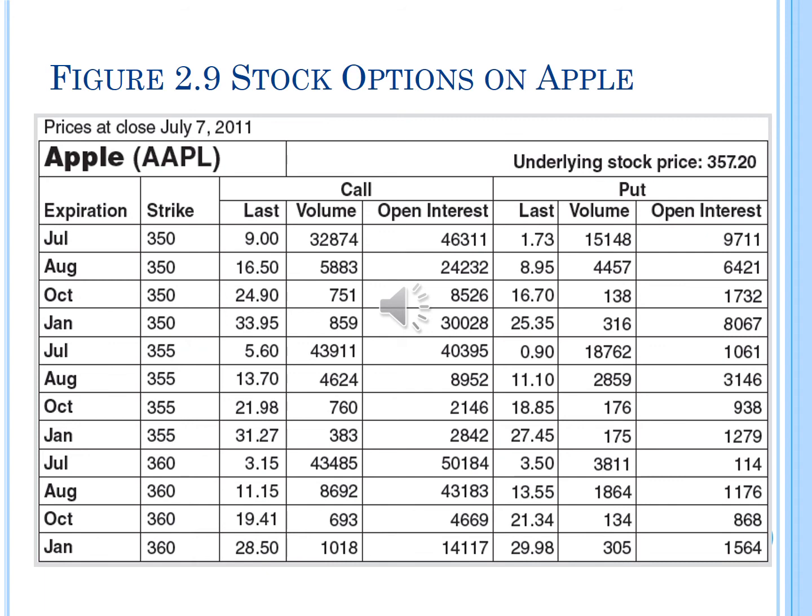Option prices also increase with time until expiration, so clearly one would rather have the right to buy Apple for $355 at any time until October 2011 than at any time until July 2011. Not surprisingly, this shows up in a higher price for the more distant expiration options. For example, the call with exercise price $355 expiring in October 2011 sells for $21.98 compared to only $5.60 for the July 2011 call.